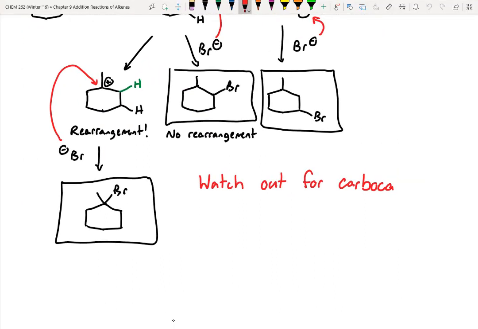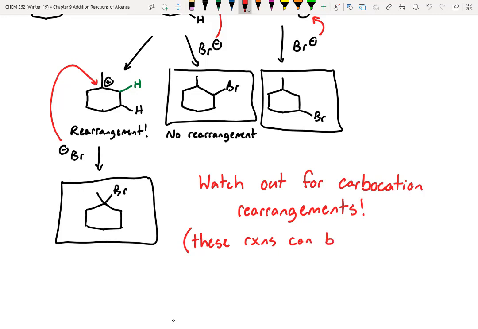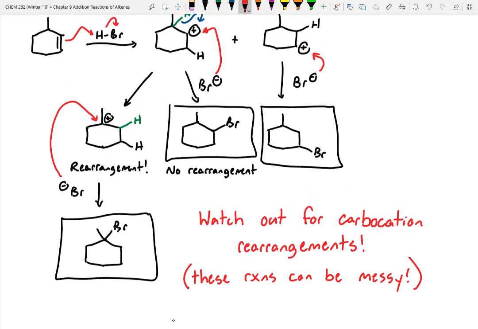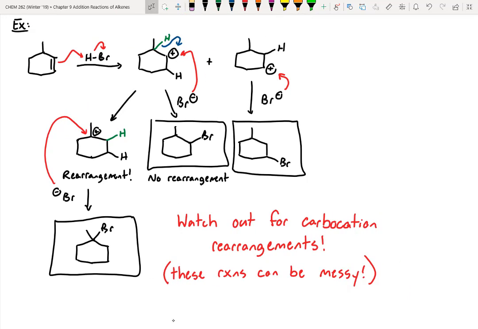All right. So watch out for carbocation rearrangements. These reactions can be messy. All right. There is one interesting historical tidbit about these reactions. So the name Markovnikov reactions were in reference to the chemist that was investigating these. A lot of people for a long time didn't really believe him because they couldn't reproduce his results. It was pretty interesting. So I'll show you what was happening.